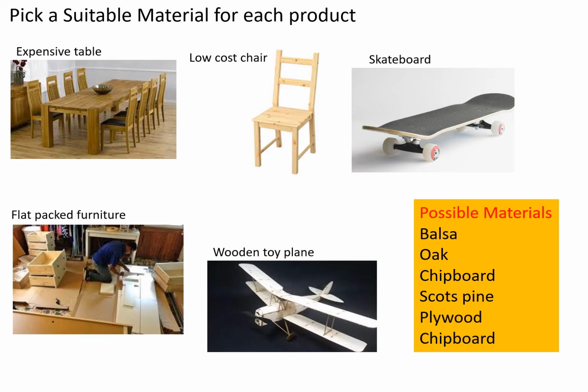The low cost chair. This could be made from Scots pine. Because it is a softwood, it is much cheaper. The skateboard. The skateboard is made from plywood. Plywood is made from many layers which makes it easier to curve. This makes an easy curved skateboard as shown. Flat pack furniture. Flat pack furniture is generally made from chipboard with a veneer covering. This makes it more affordable.